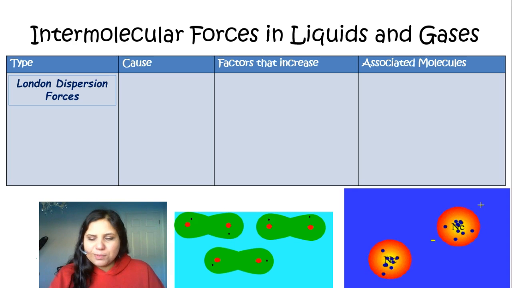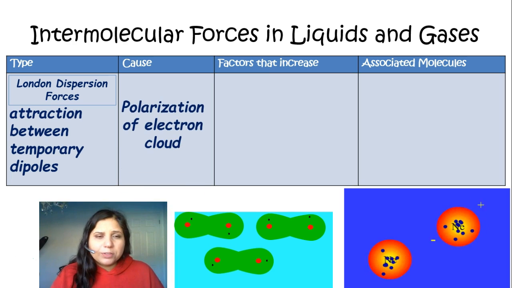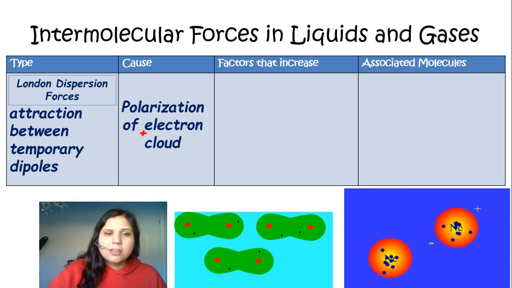All right, so London dispersion forces are the first type of force that we need to know. They are an attraction between temporary dipoles. Okay, dipole. What is a dipole? A dipole is something that has two poles, a positive end and a negative end. So what causes these temporary dipoles is a polarization of electron clouds. An electron cloud gets shifted, ends up having more electrons on one side than the other. And so then you end up with a positive end and a negative end.